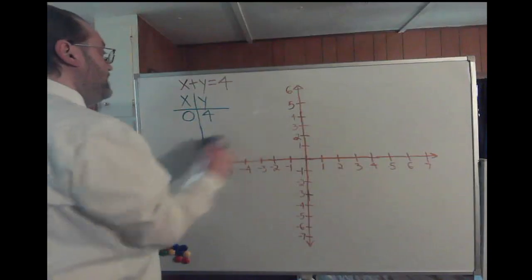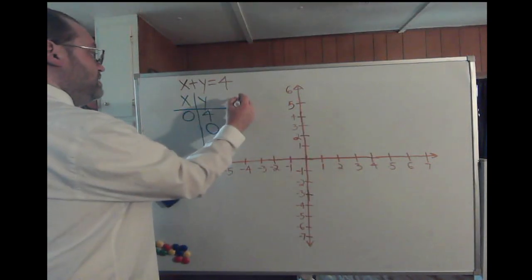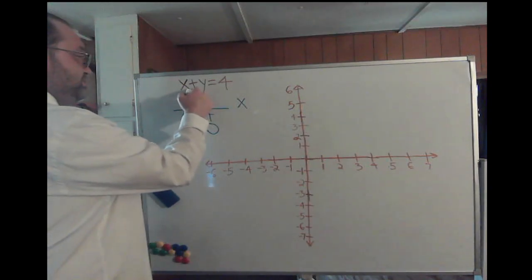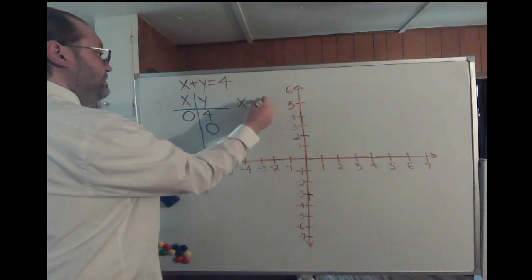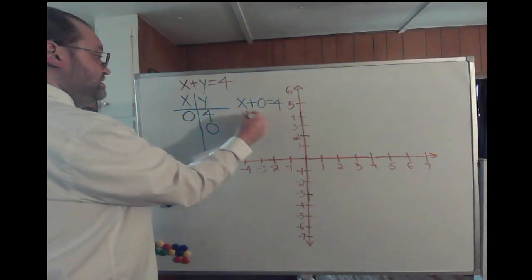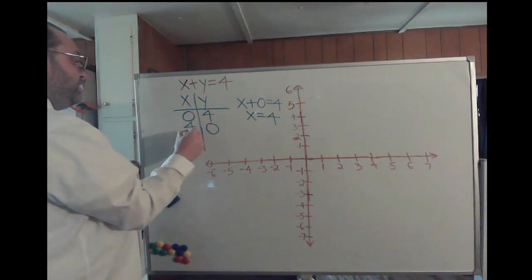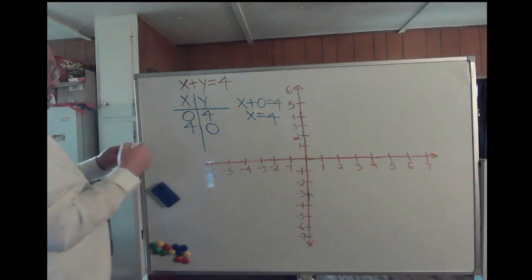Okay, how about, let's do the opposite. Let's make y 0. So you'll have x, and then we'll substitute 0 in for y. That'll equal 4. Well, x plus 0 is just x. X would equal 4. So when y equals 0, x equals 4.